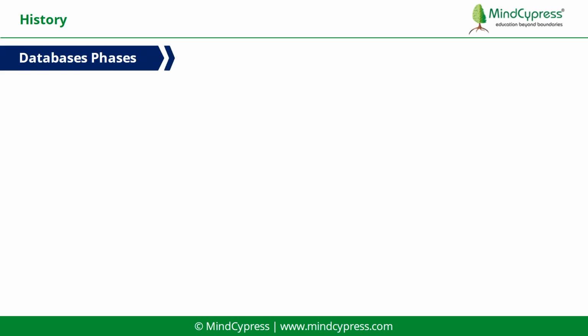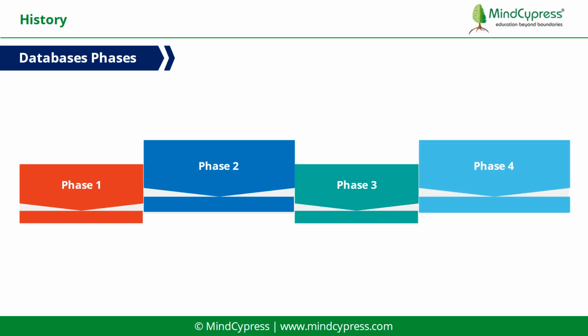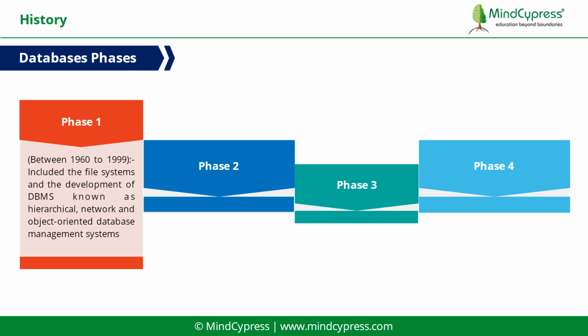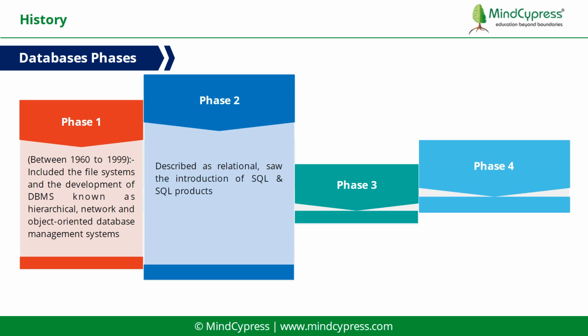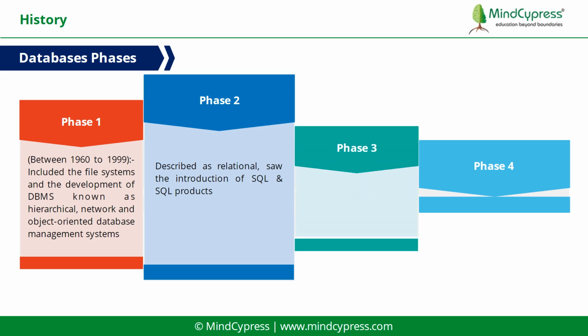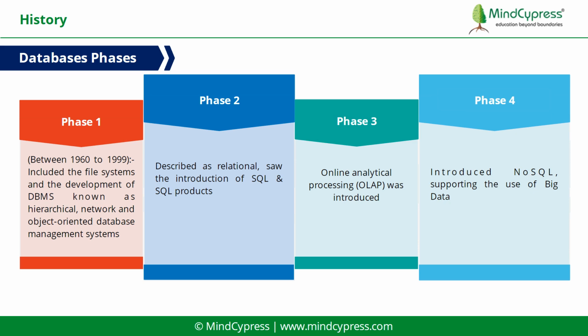Databases have evolved in various phases. Here are four phases: Phase 1, Phase 2, Phase 3, Phase 4. Click each to know more. Between 1960 and 1999, Phase 1 included the file systems and the development of DBMS known as hierarchical, network, and object-oriented database management systems. Phase 2, described as relational, saw the introduction of SQL and SQL products. In Phase 3, online analytical processing, OLAP, was introduced. Phase 4 introduced NoSQL, supporting the use of big data.